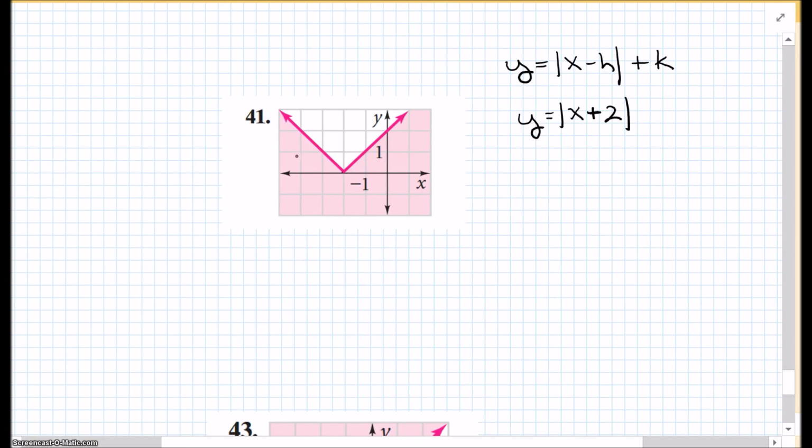It's less than because it's below the line, and equal to because the line is solid. So we're just going to change it to make y less than or equal to the absolute value of x plus 2.